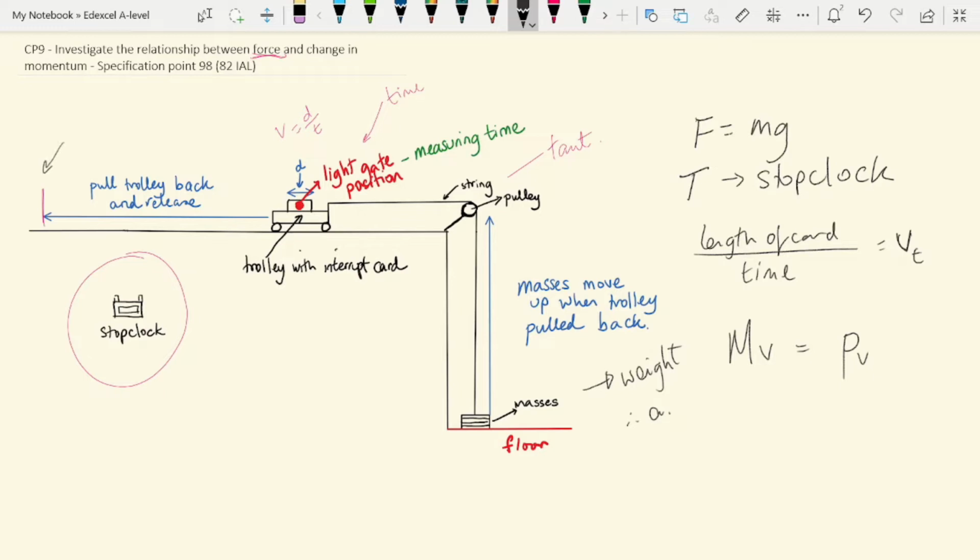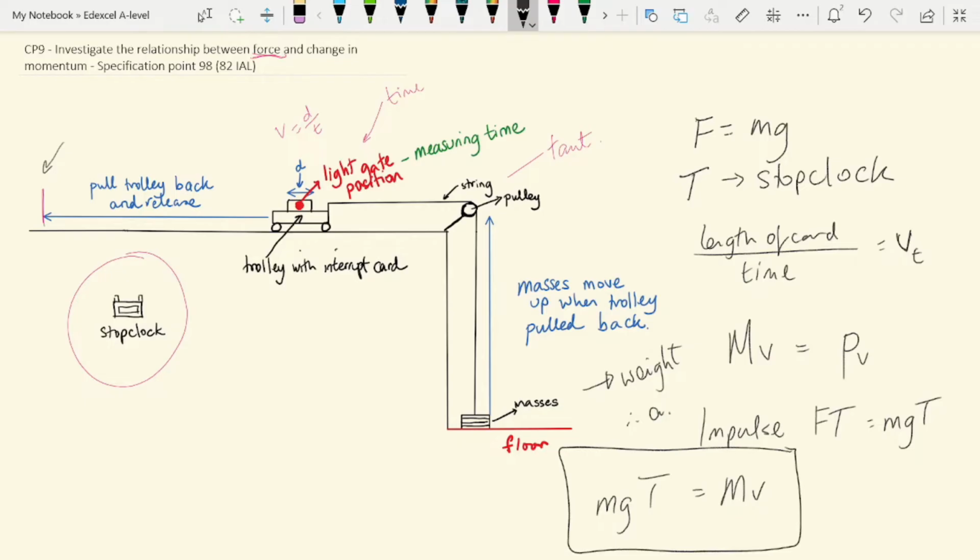The impulse then is going to be F times t, or mgt. That's equal to the change in momentum, so our mgt should be equal to m times v.